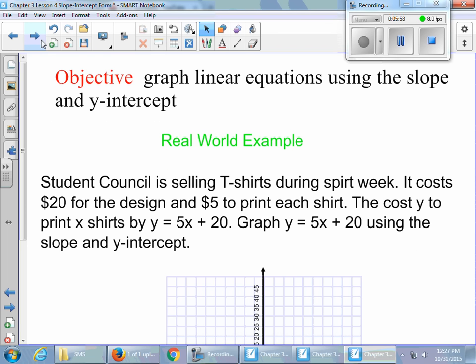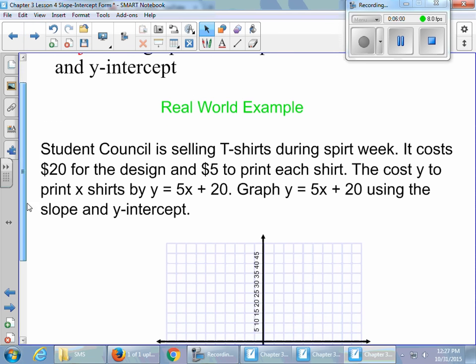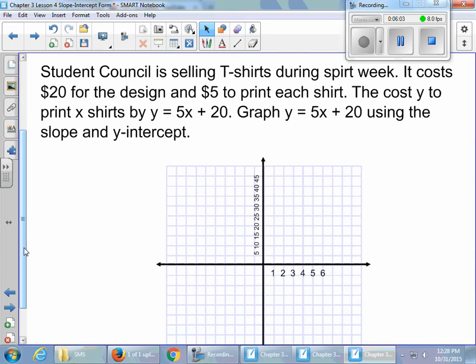Excuse me. Our real world example. Student Council is selling t-shirts during Spirit Week. It costs $20 for the design and $5 to print each shirt. The cost y to print x shirts is given by y equals 5x plus 20. Graph y equals 5x plus 20 using the slope and y-intercept.